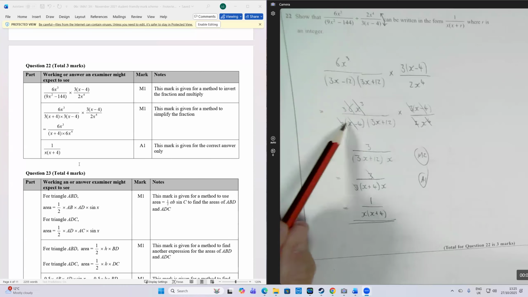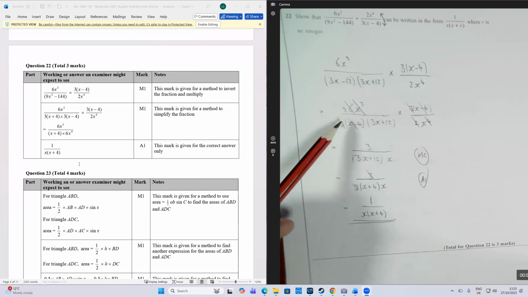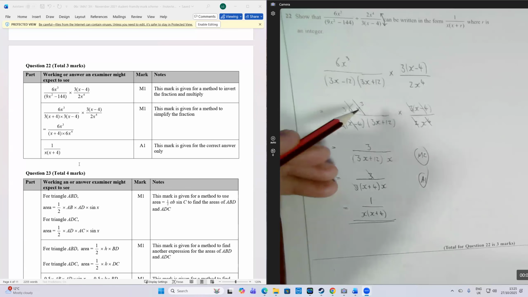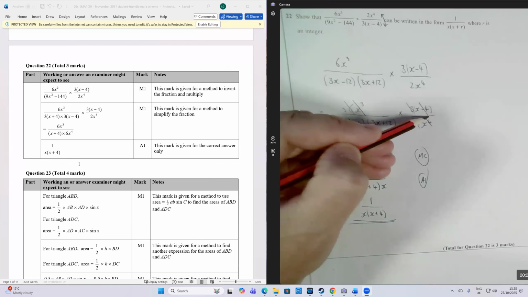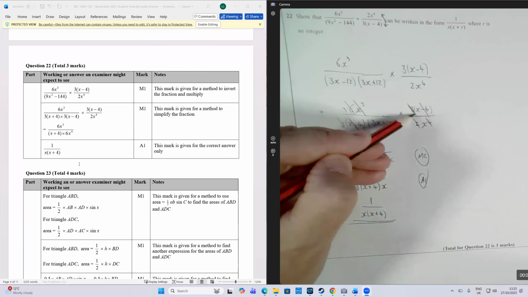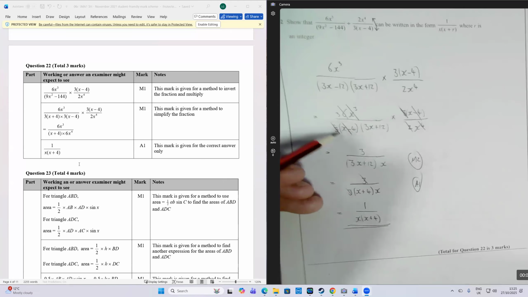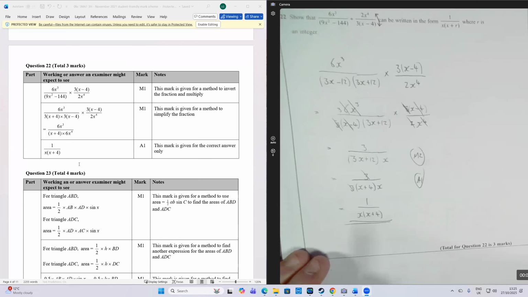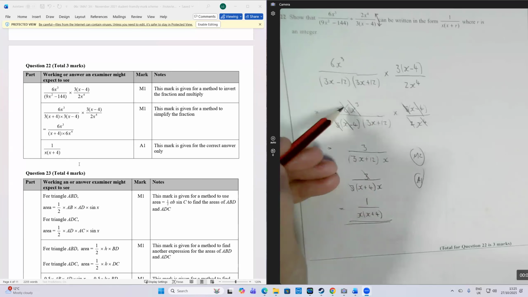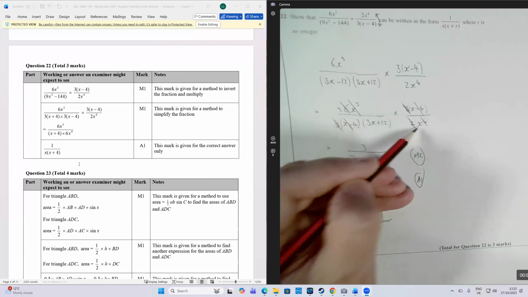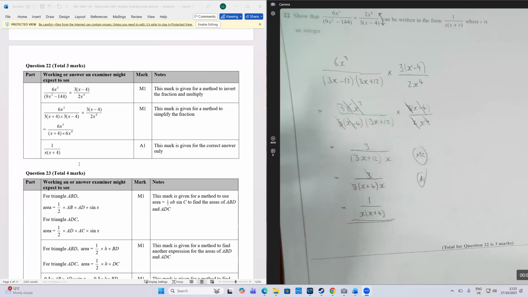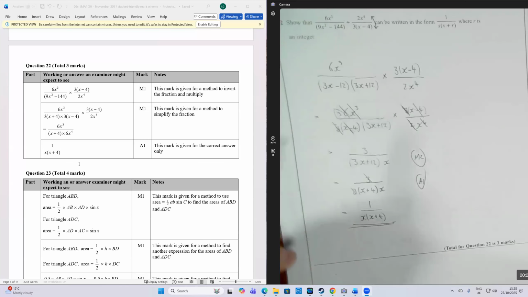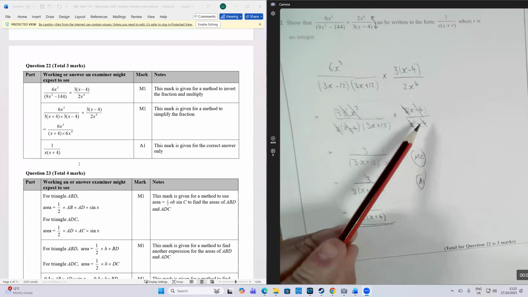That's useful to us because we can cancel the x minus 4 and the x minus 4 there. We can cancel that 3 and that 3, which is good. We can cancel that 6 with that 2 and write it as 3. That's looking good. What else have we got? We've just got now 3x add 12, and we've got x to the power.